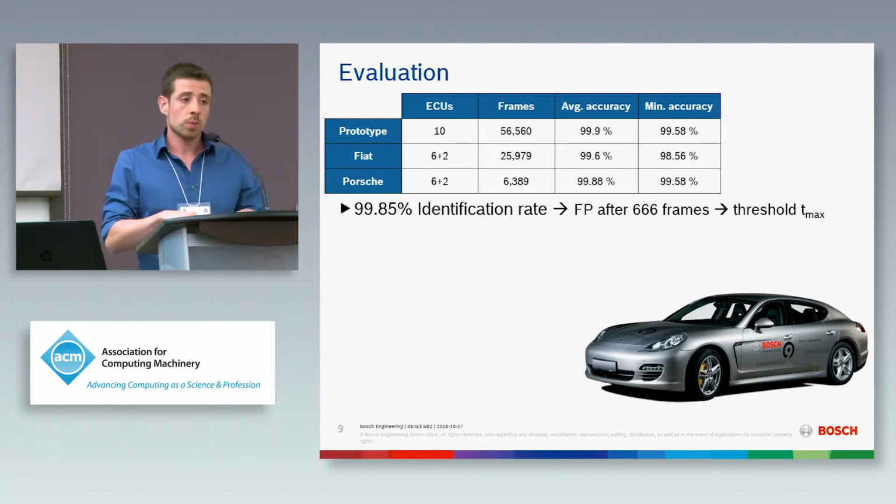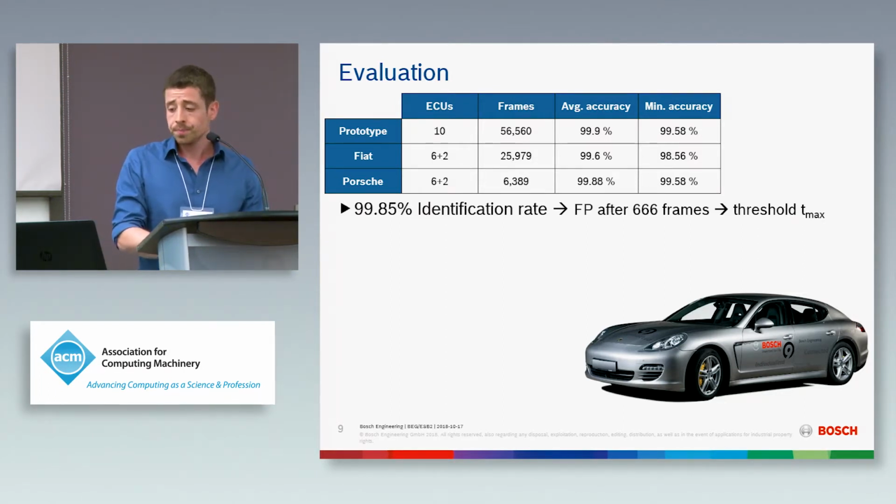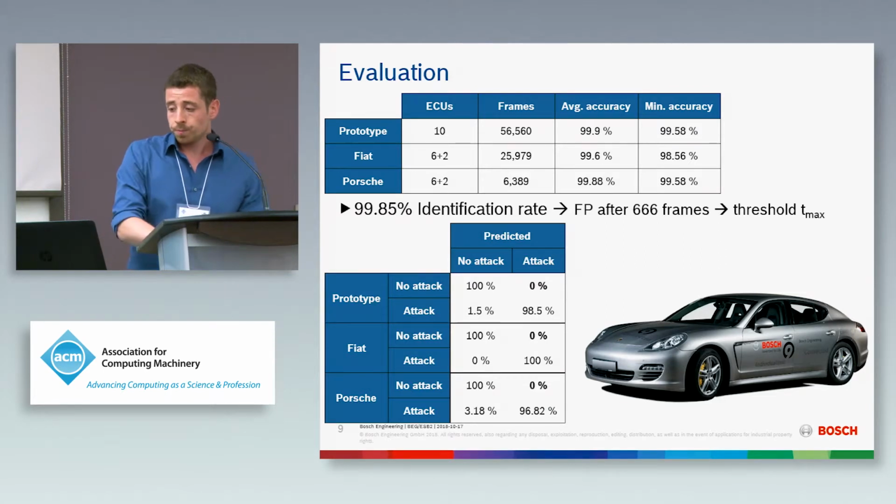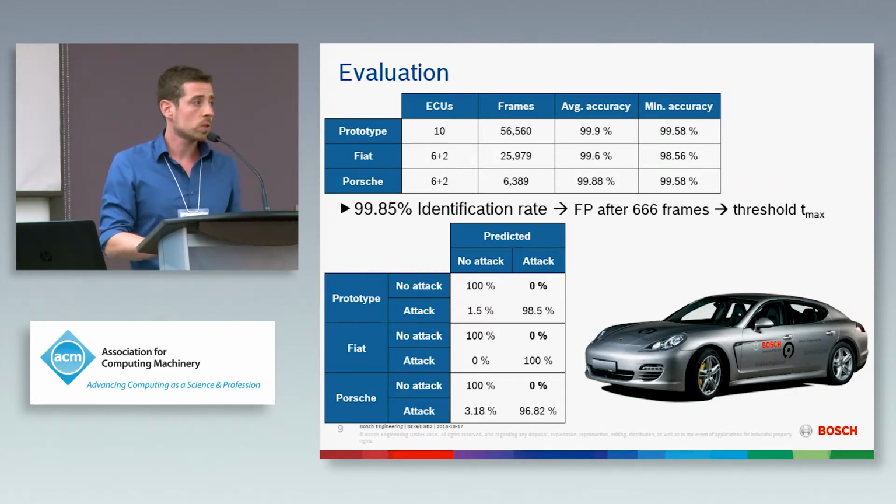But we still have false positives, for example, after, in this case, 666 frames are transmitted. This is the reason for our threshold, which I mentioned before, and we've also evaluated this. Here we see the false positives reduced to 0%. Sorry, the false negative rate increases slightly in the case of the prototype and the Porsche, and for the Fiat there are no false negatives and no false positives.